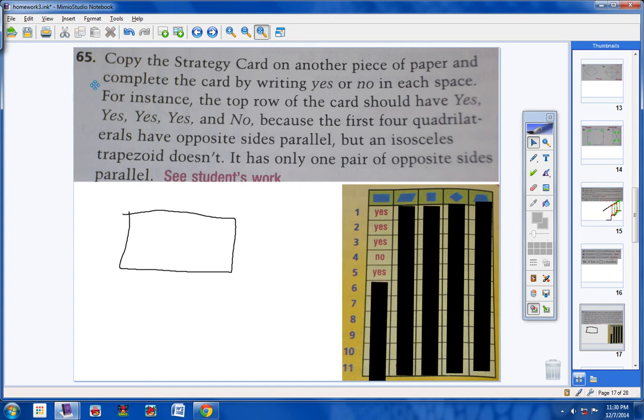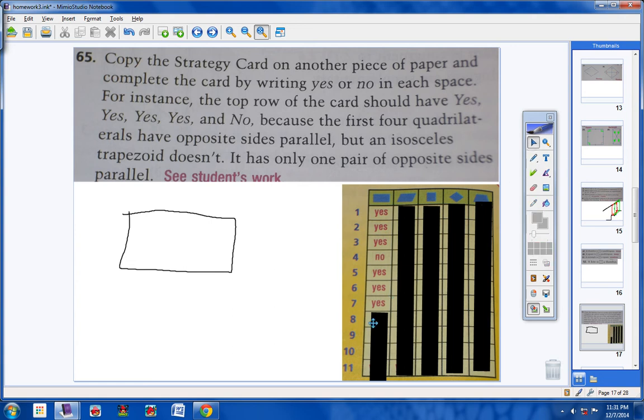Number 6, at least one pair of opposite sides is congruent. At least one pair. Yes, definitely. At least one pair is congruent. Yes. Okay, number 7, diagonals are congruent. For a rectangle, yes. In a rectangle, diagonals are congruent. Number 8, diagonals bisect each other. Well, yes, diagonals bisect each other because a rectangle is a what? A rectangle is a parallelogram. Don't forget that, guys. A rectangle is a parallelogram. And in a parallelogram, diagonals bisect each other.